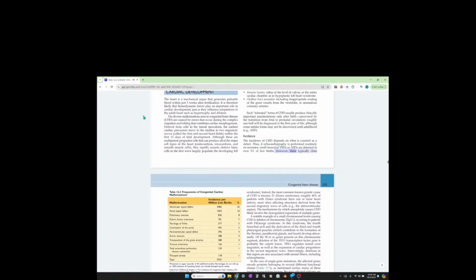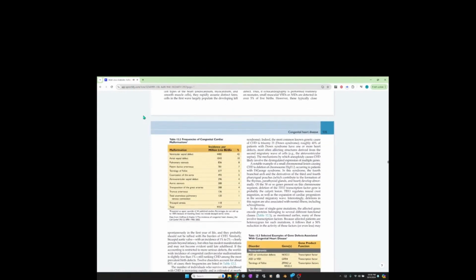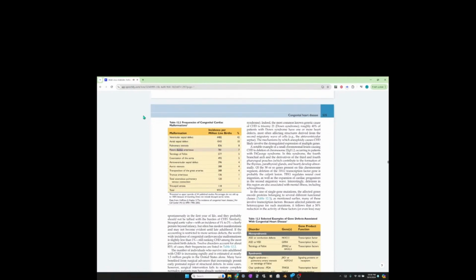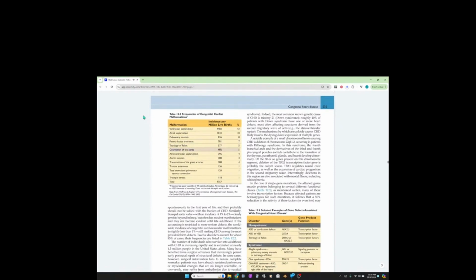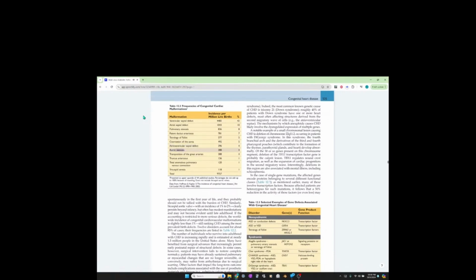However, these typically close. Table 12.2 Frequencies of congenital cardiac malformations. Incidence per million live births, percent. Ventricular septal defect 4482, 42. Atrial septal defect 1043, 10. Pulmonary stenosis 836, 8. Patent ductus arteriosus 781, 7. Tetralogy of Fallot 577, 5. Coarctation of the aorta 492, 5. Atrioventricular septal defect 396, 4. Aortic stenosis 388, 4.